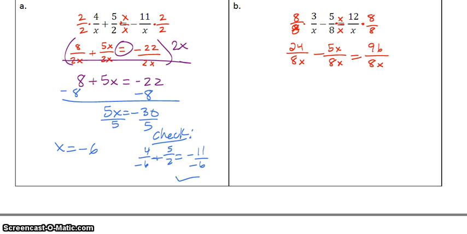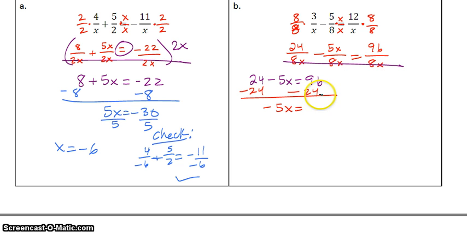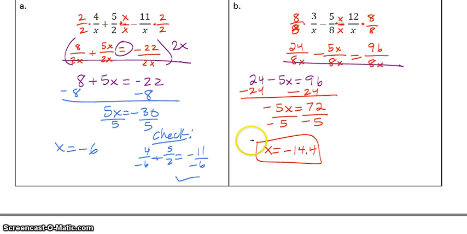And again, as soon as you get the common denominator, you are technically multiplying through by the common denominator to cancel these out. The shortcut is we'll just cancel it. I am going to solve this equation by subtracting 24 from both sides. And I end up with negative 5x equals 72. Make sure you don't drop your negative by mistake. Divide by negative 5, and you end up with a decimal. That's okay. That happens sometimes. So I have negative 14.4.